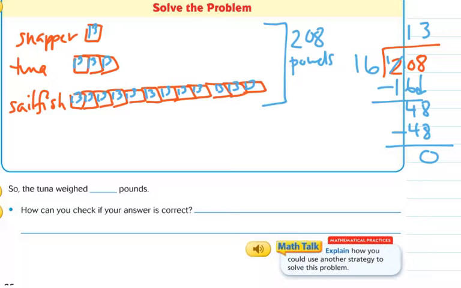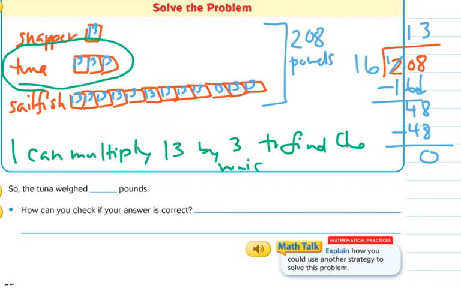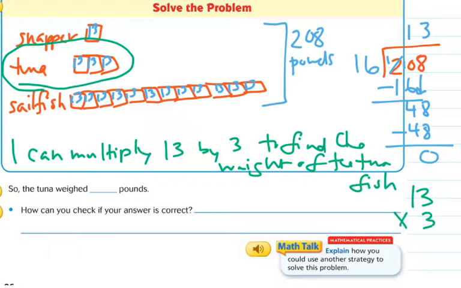So if we notice here and we key in on our tuna fish, because that's what we're really concerned with, we see that the tuna fish has 3 boxes associated with it. So boys and girls, I can multiply 13 by 3 to find the weight of the tuna fish. So when I multiply this out, 13 times 3, I get the answer of 39. So the tuna weighs 39 pounds, boys and girls.